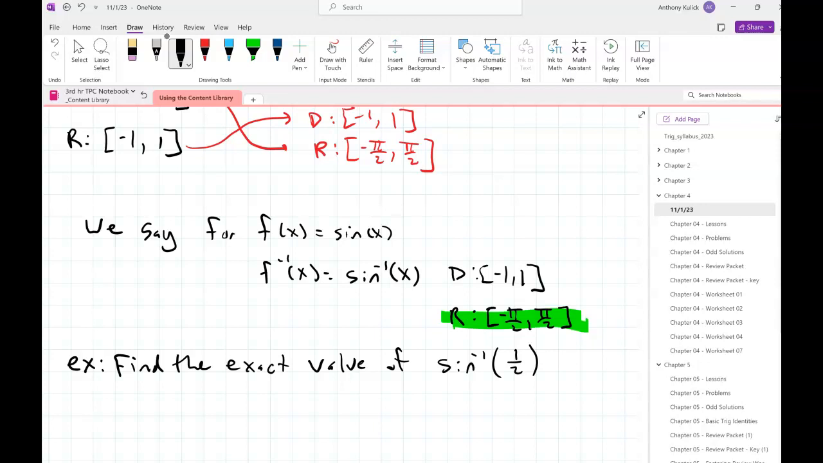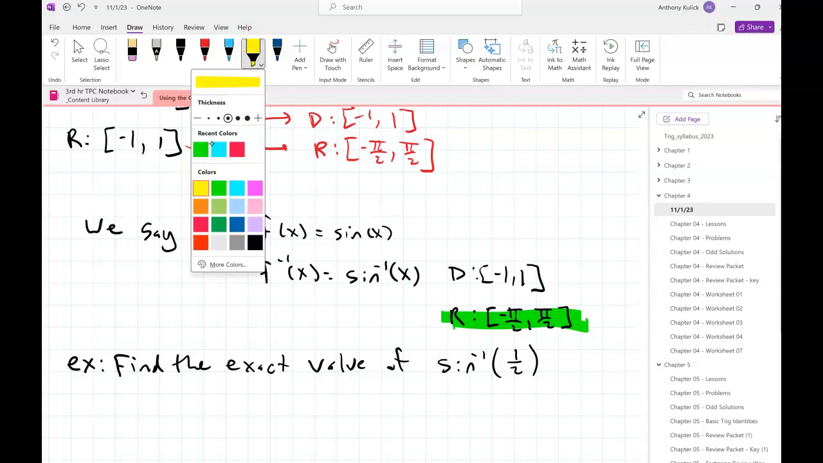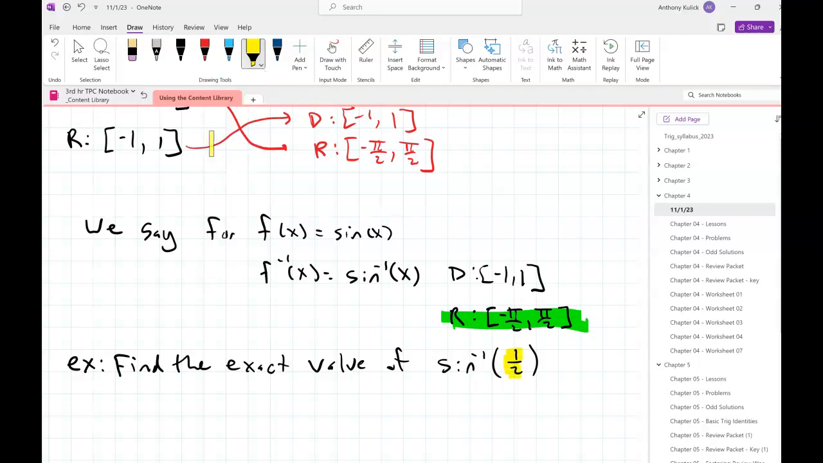So let's say we want to find the exact value of sine inverse of 1/2. The first thing I want to check is that I'm plugging an acceptable value into sine inverse. So does 1/2 lie between -1 and +1? Yes, right?